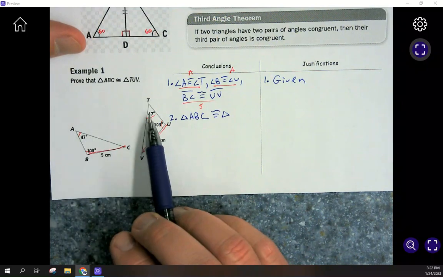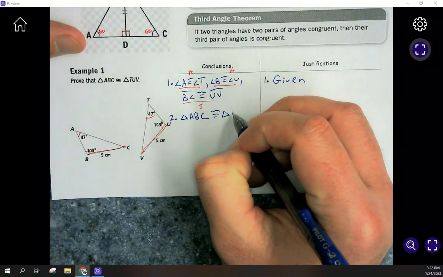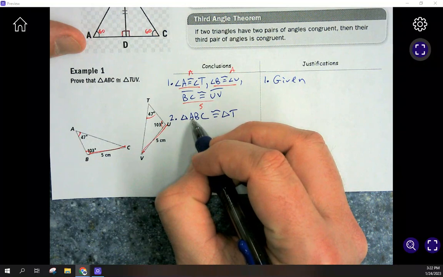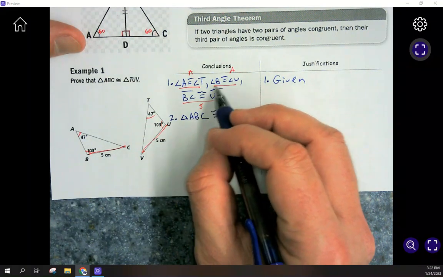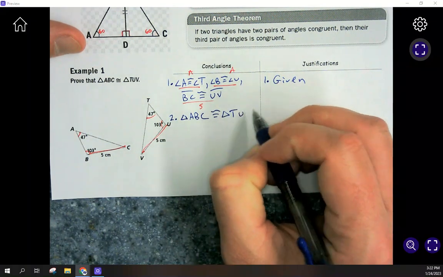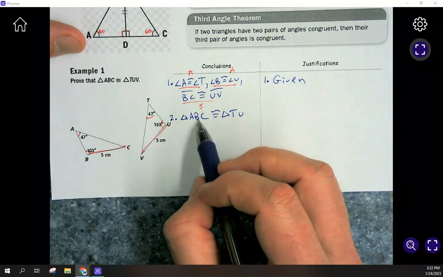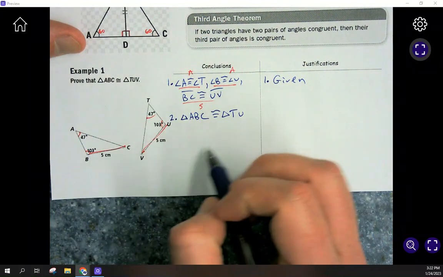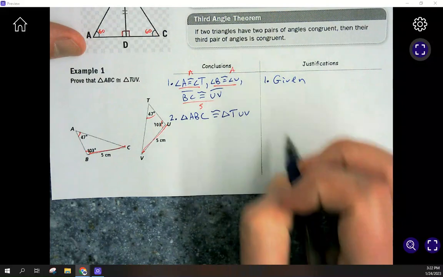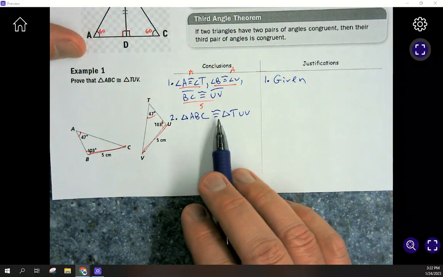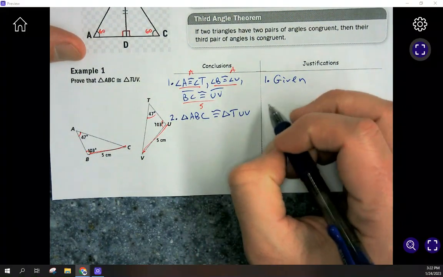So angle A matches angle T. So I have to put T in the first position because A was in the first position. B matches U. Okay, so U has to go here. So the middle letter is the 103 in both of them. And then that leaves me with V. So triangle ABC is congruent to triangle TUV.